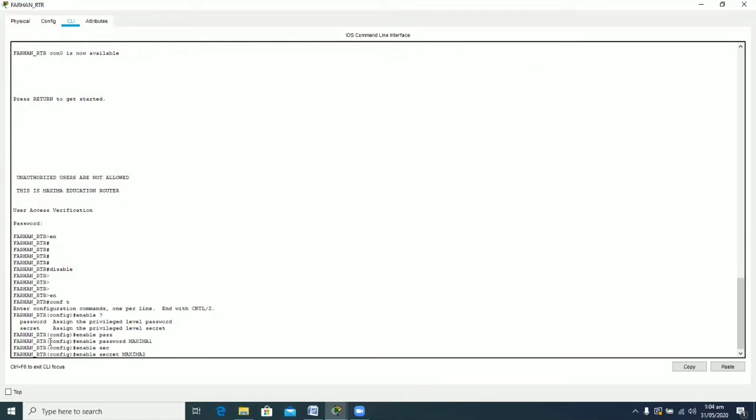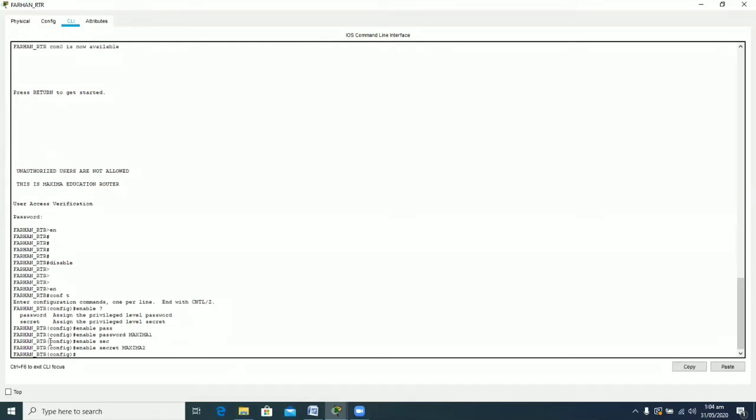Now one thing should be clear to you: if you set both the passwords, that is the unencrypted password Maxima1 and the encrypted password Maxima2, and you want to enter your router's enable mode, then the more powerful password, that is the secret password, will be asked by the router, and the other password will be ignored. But if you cancel out this password Maxima2, then you will be entering with this password Maxima1. So secret password or the encrypted password is given more preference as compared to the plain text password Maxima1.